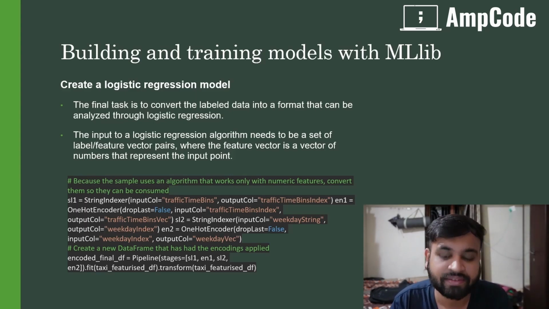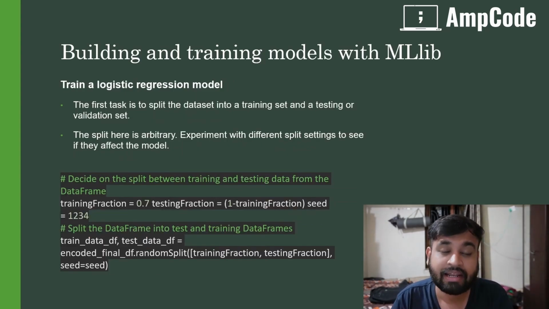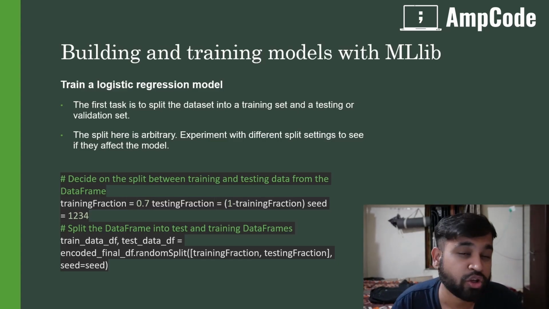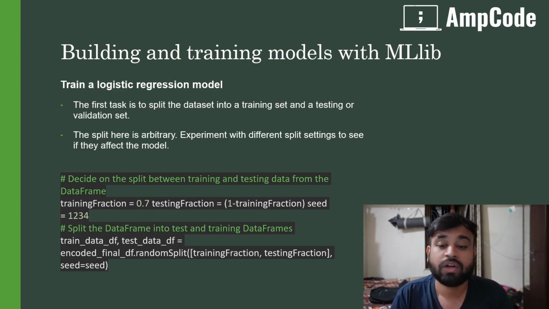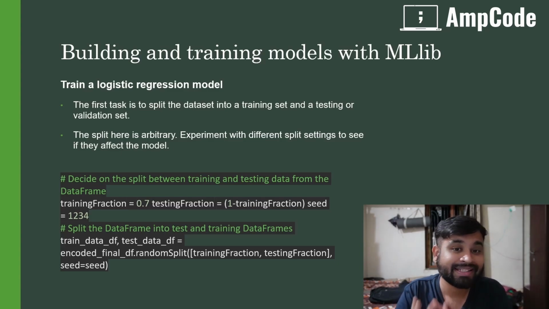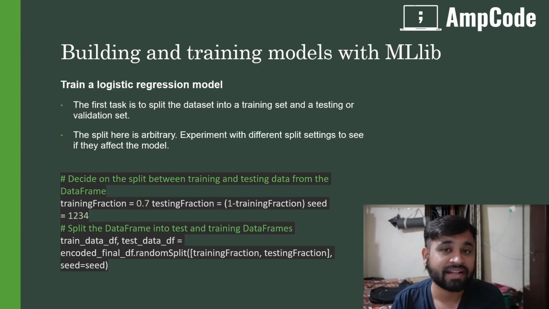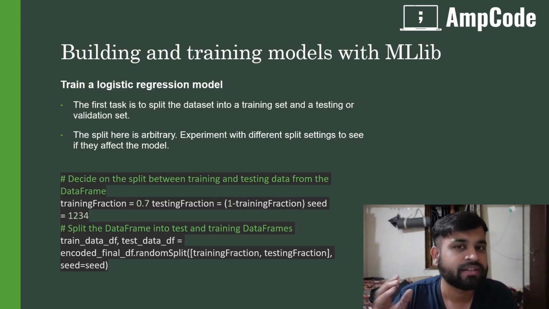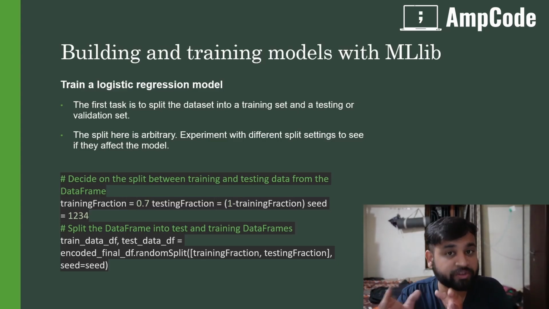So this is the next step. And after that, the last thing is you have to train your logistic regression model. So the first task for training your machine learning model is to split your data into the training set as well as the testing or the validation set. This is very important, and the split between this is also very important.